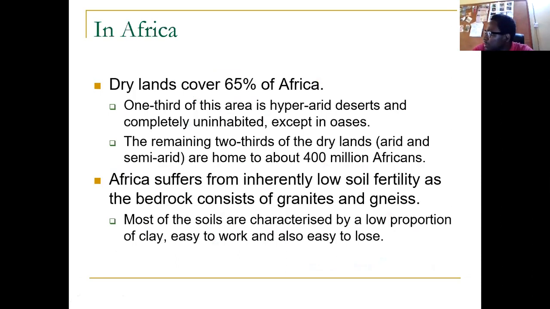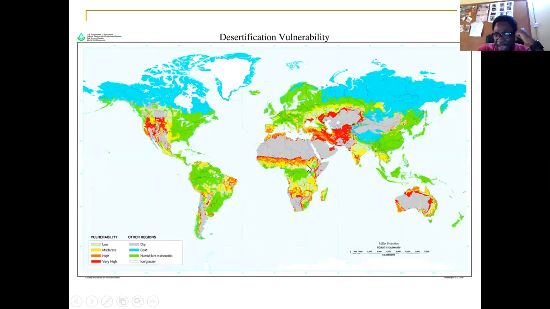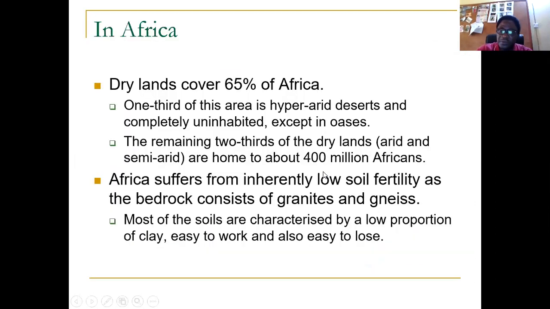And this is a unique and major problem in Africa because 65% of the land in Africa is dry land, as you can see from this map here. So 65%, look at this region, they're all dry lands in Africa. And then 1/3 of this area are already desert areas, so hyper-arid. Aridity means very dry area, and very few of these areas are inhabited. Those areas that have oases, where they have water bodies, that's where you find habitation. And then 2/3 of the remaining dry land are home to over 400 million Africans.